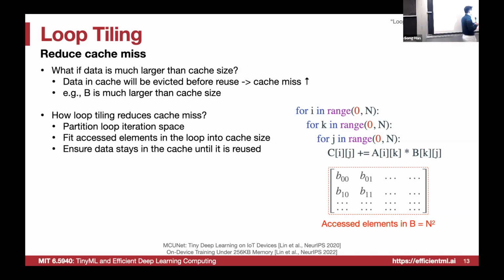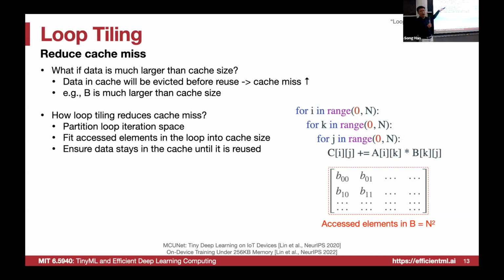In this case, assume the dimension of A, B, C are all n by n. So how many elements do we need to access for B? Pretty big, n squared, right? That's the memory footprint we have to touch in order to cover the whole B matrix. What if the cache is smaller than that? We will suffer from cache misses, because the data in the cache will be evicted before reuse when the B matrix is much larger than the cache size.